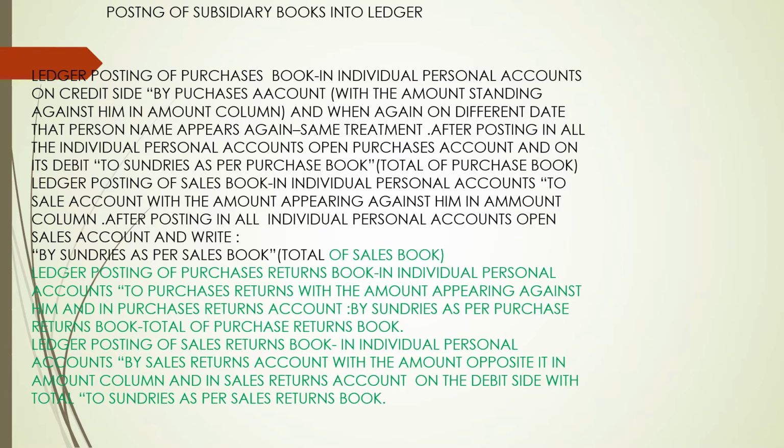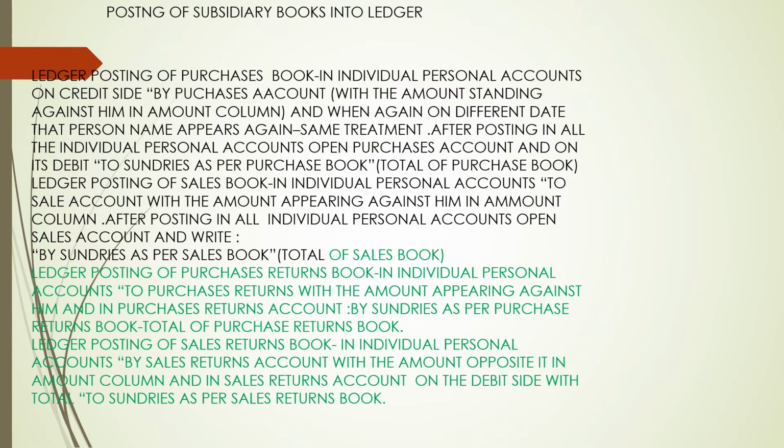Then the next is ledger posting of purchase returns book. In individual personal accounts, on the debit side, write to purchase returns with the amount appearing against him, and in the purchase returns account write by sundries as per purchase returns book, with the total of the purchase returns book.